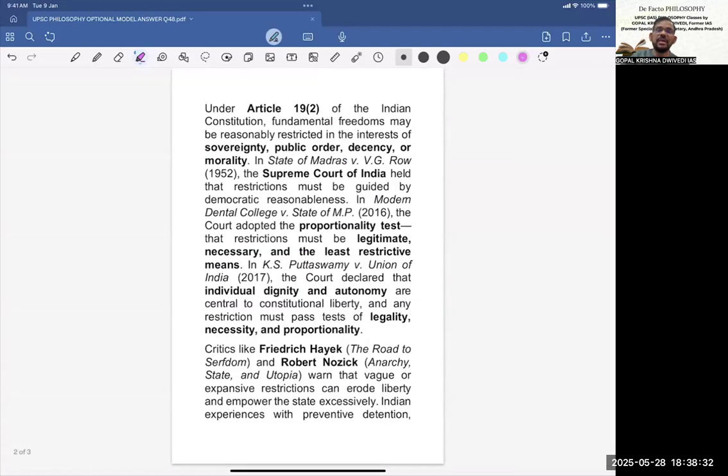Now we'll go to the Indian Constitution. Under Article 19(2) of the Indian Constitution, fundamental freedoms may be reasonably restricted in the interest of sovereignty, public order, decency, or morality.